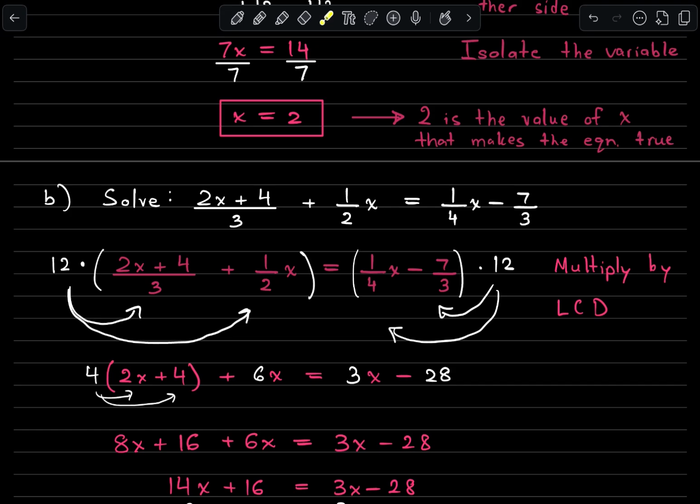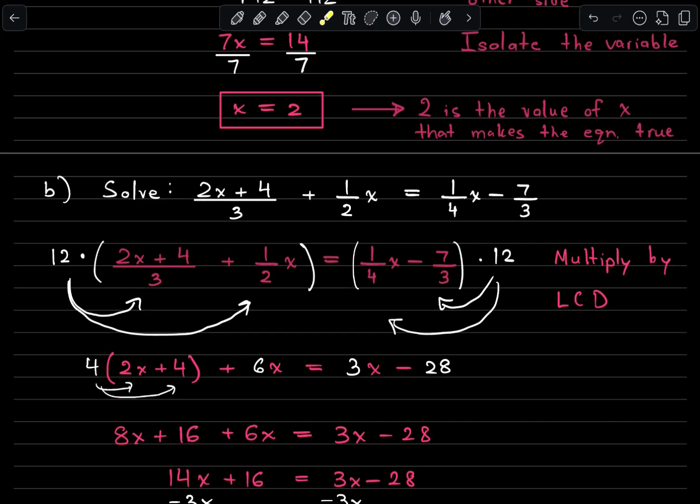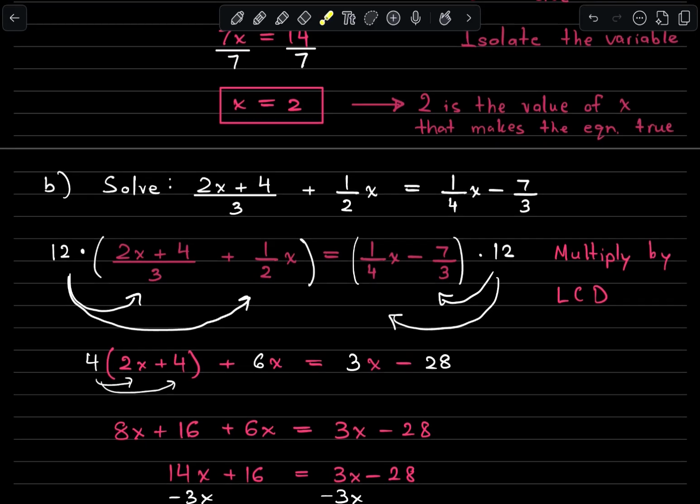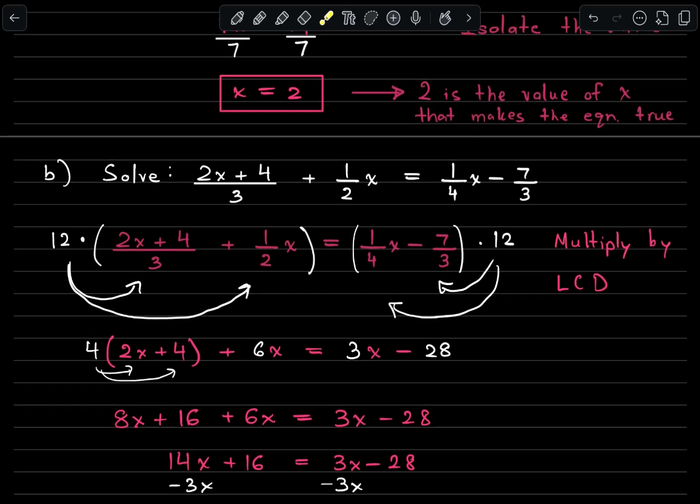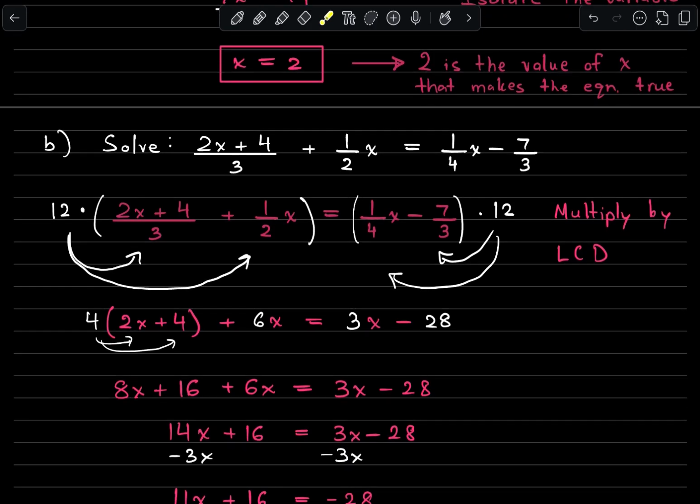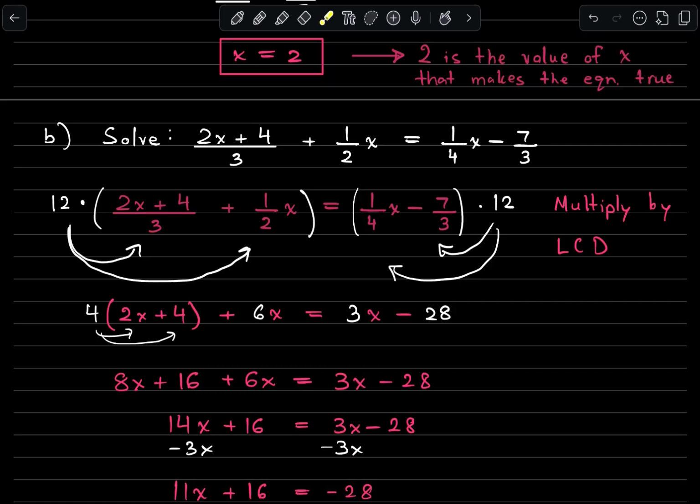Now let's go ahead and collect our x's on one side, collect our constants on the other side. It doesn't matter which side you do it on. I'm just going to try to do it so that the coefficients remain positive. So I'm going to move the smaller x over. Minus 3x from both sides. We'll be left with 11x plus 16 is equal to negative 28.